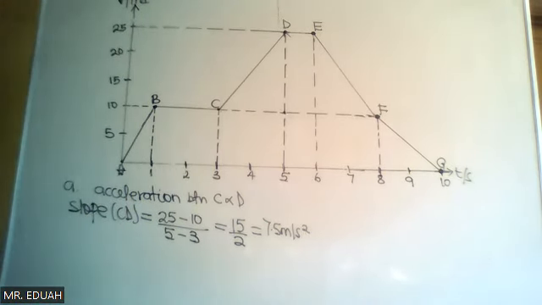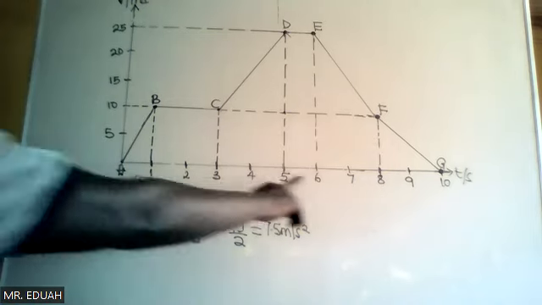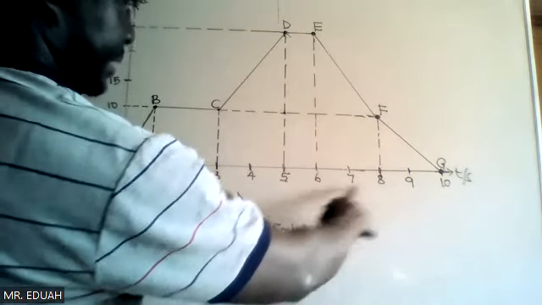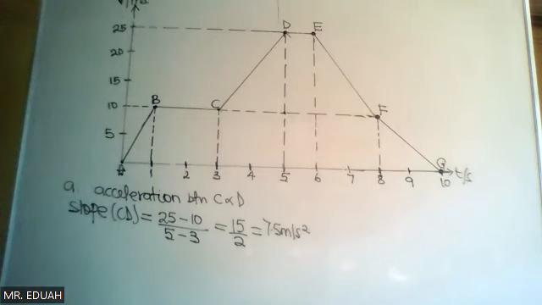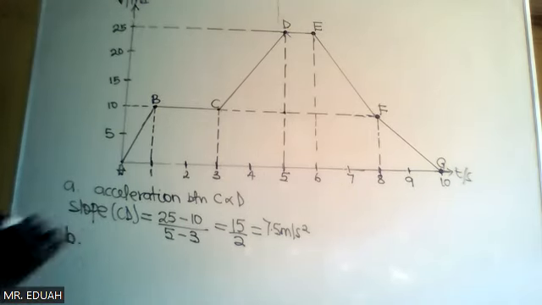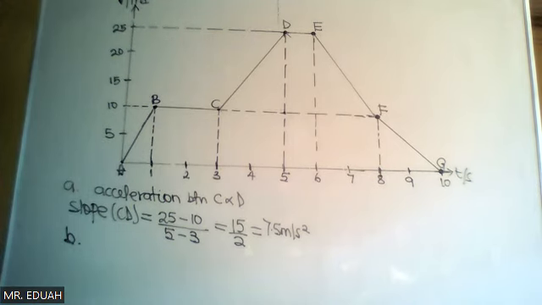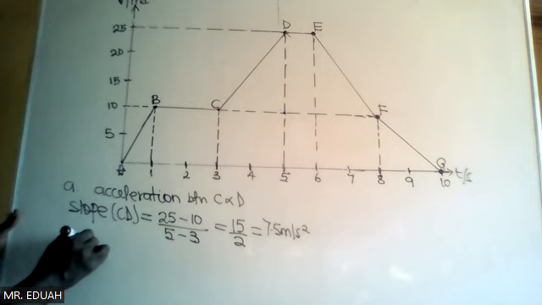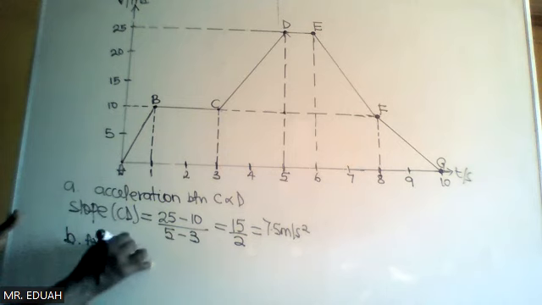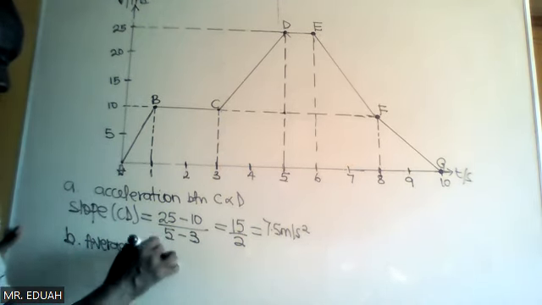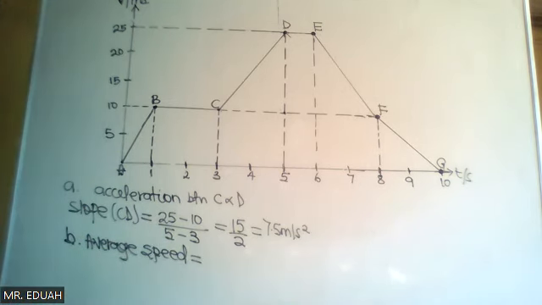B. What is the average speed of the object during the time interval t is equal to 6 to t is equal to 8? What is the average speed? Average speed under a velocity time graph. Nana Kwame, what did you get for this? Average speed between t is equal to 6 and t is equal to 8. Kwame is not there. Della, are you there? Yes. What did you get for this?